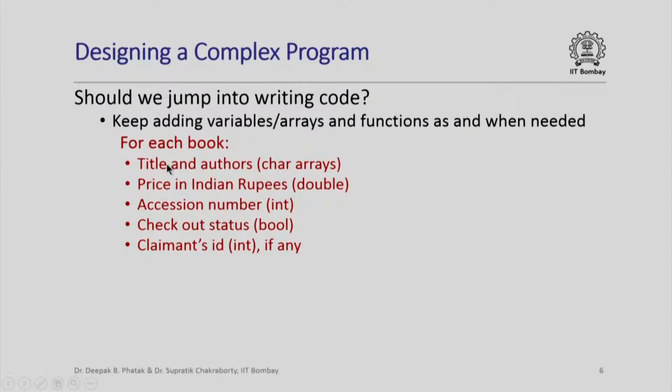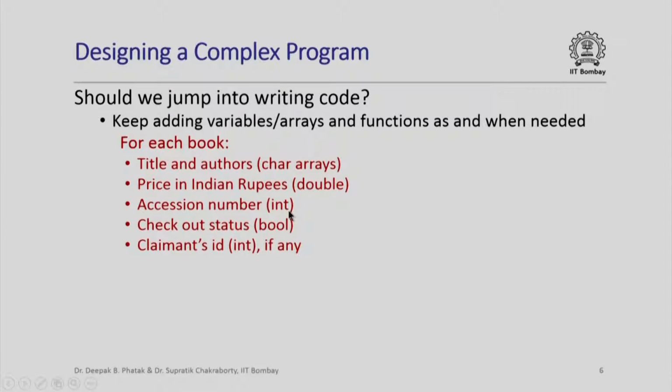Now the title is going to be a string, so I need a character array for that. The names of authors are also going to be strings, and in fact if there are multiple authors I could separate them by commas and store them as the same string. For each book I also need to store the price in Indian rupees, and I could have a double variable for each book for this purpose.